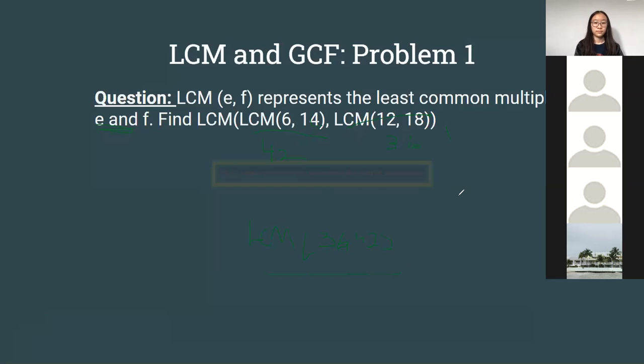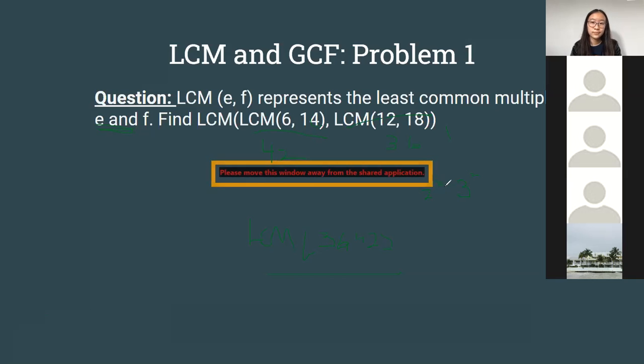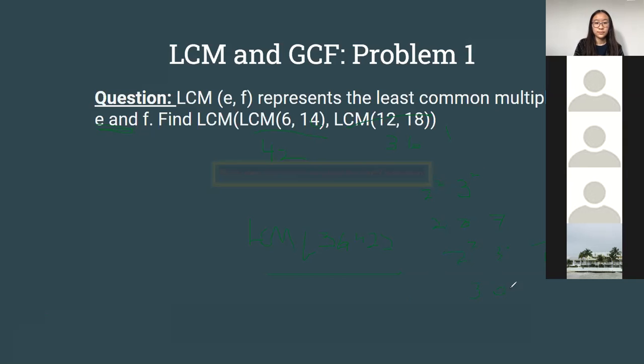252. That's right, because all we're doing here is finding the prime factorization of 36, which is 2 squared times 3 squared, and the prime factorization of 42, which is 2 times 3 times 7. Now we just take the greatest of each one, so 2 squared, then 3 squared, and then 7. We multiply all of that, so that's 36 times 7, which is 252, and that is the correct answer.